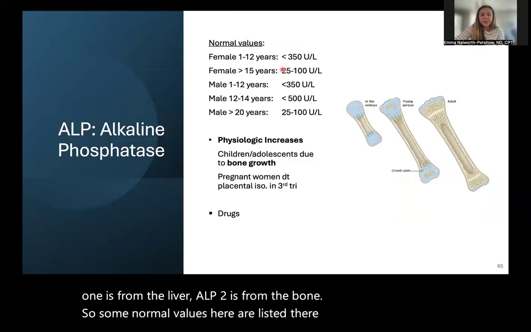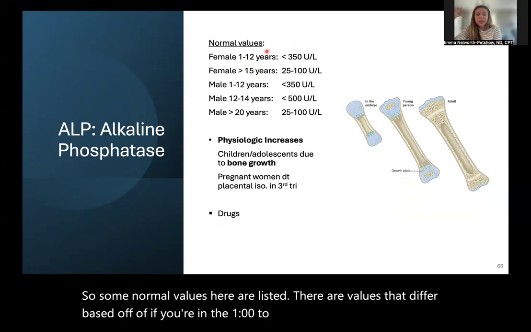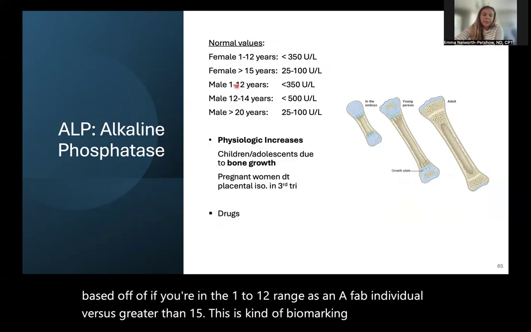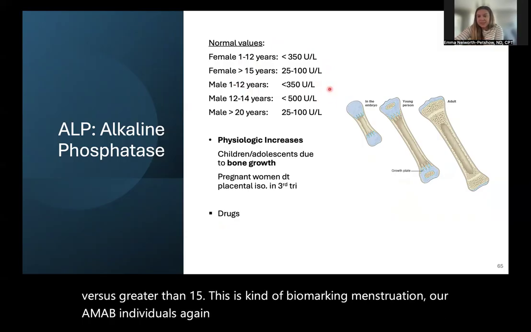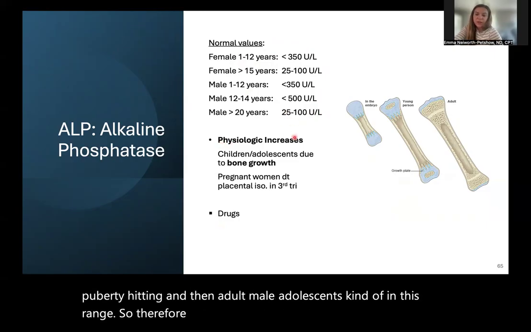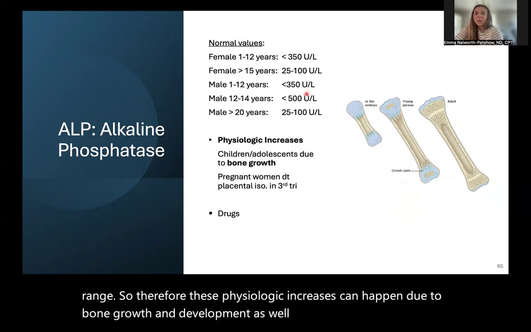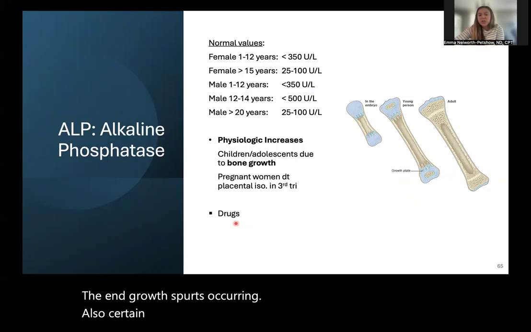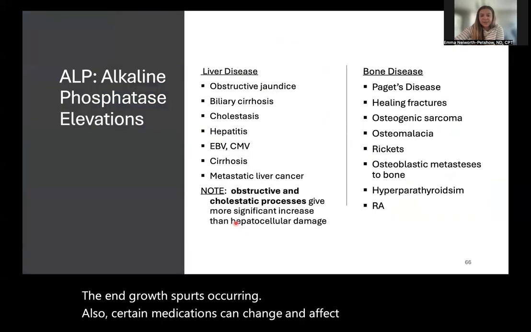There are values that differ based off of if you're in the 1 to 12 range as an AFAB individual versus greater than 15. This is kind of biomarking menstruation. Our AMAB individuals, again, biomarking adolescence and kind of puberty hitting, and then adult male adolescents, kind of in this range. So therefore, these physiologic increases can happen due to bone growth and development, as well as due to puberty and growth spurts occurring. Also, certain medications can change and affect alkaline phosphatase.